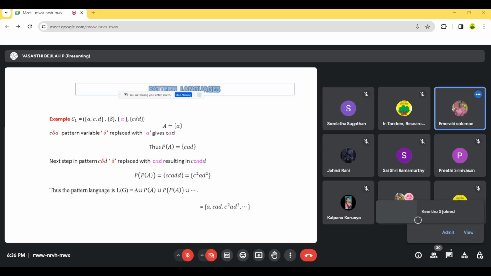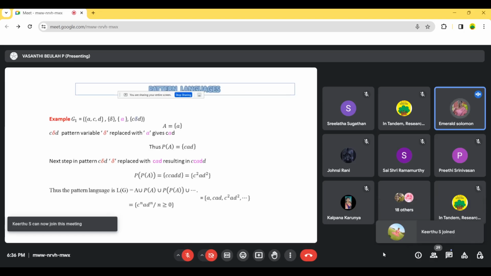So I'm getting a pattern as a list of C's and A and the same number of D's. So such words are called pattern words, and this is called a pattern language. Next slide.